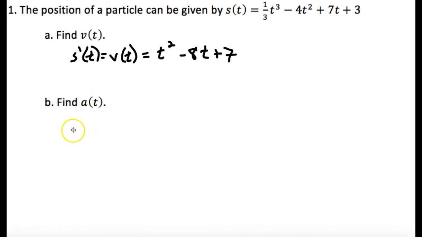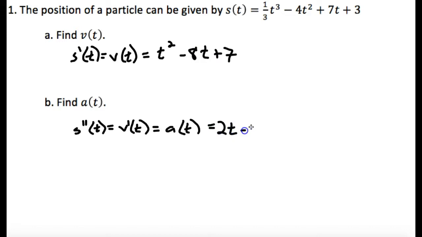Then my acceleration function is the second derivative of position, first derivative of velocity. So the derivative of my velocity function would just be 2t minus 8. Okay, so we have our velocity and acceleration functions. Now let's ask a few more questions about those.